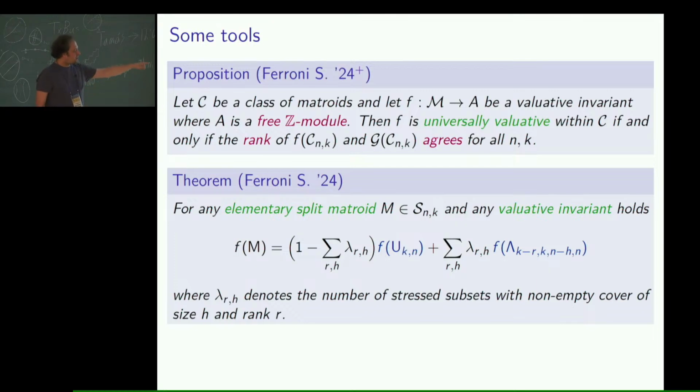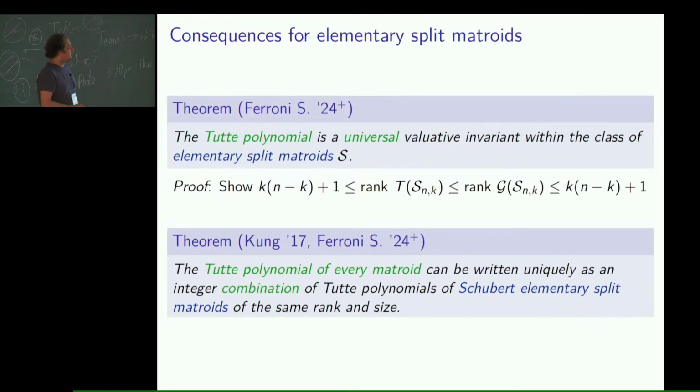And then on these matroids that I call lambda, these were these Schubert elementary split matroids, right? So pretty easy and very few matroids. If I know what's going on there, I can express in terms of these stressed subsets what the valuation is of my original matroid. Okay. I don't want to go into the details what these stressed sets are, but these are very special cyclic flats. Okay. These two tools together already give me what I'm looking for.